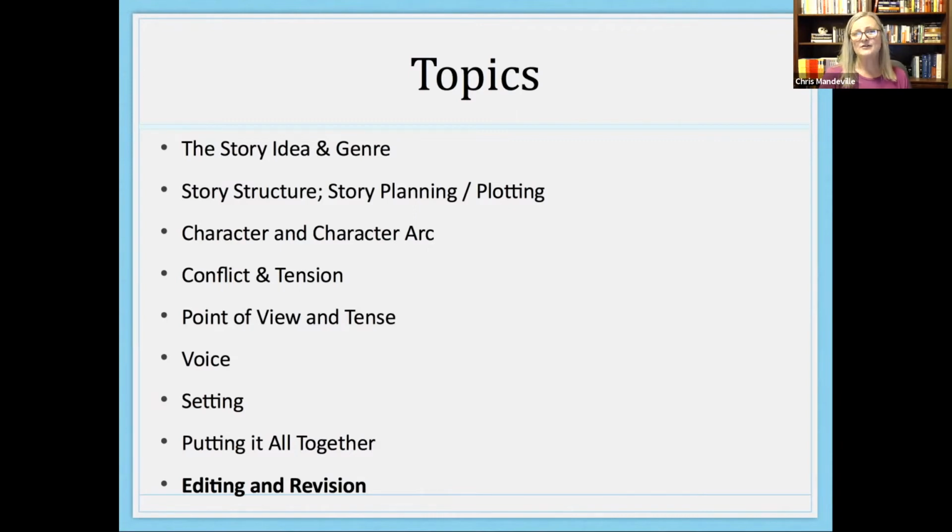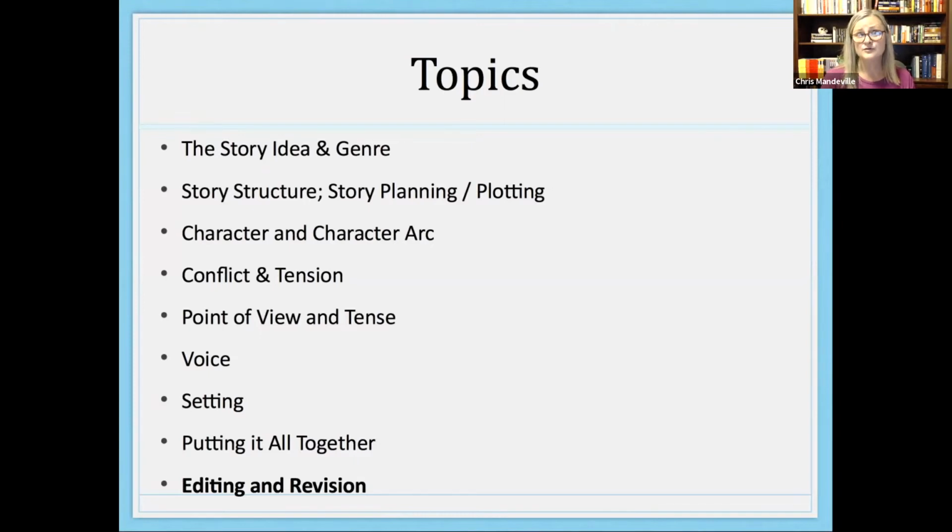Most people I found are some combination of plotter and pantser. It's good for everybody to know these tools that we're talking about in this class, because whether you're a plotter and you use them in advance to plan your story, or you're a pantser and you write your whole story without thinking about them, they become very important in our next section, which is editing and revision.